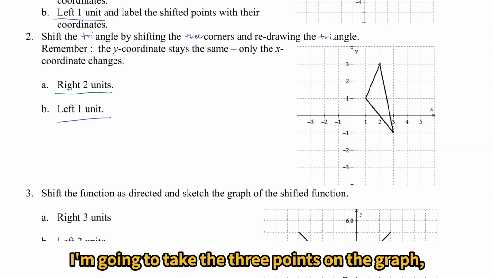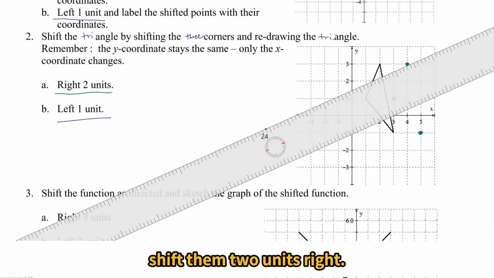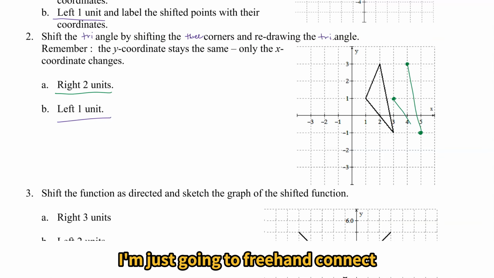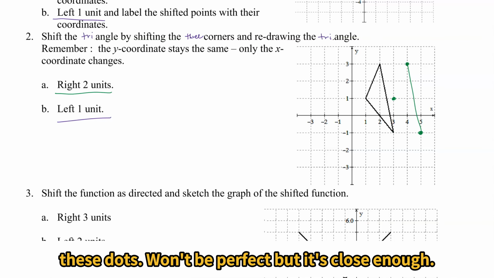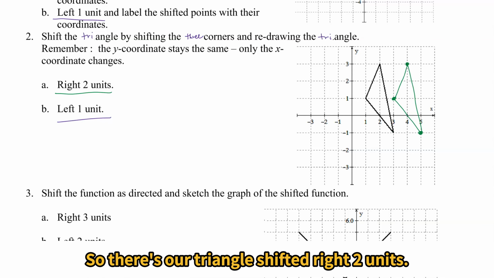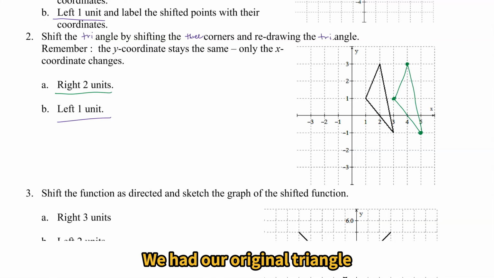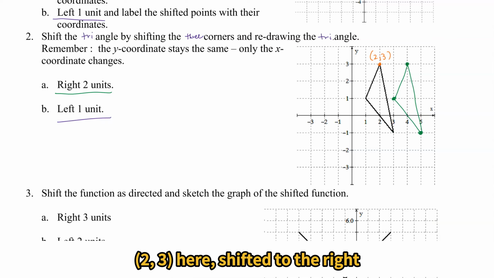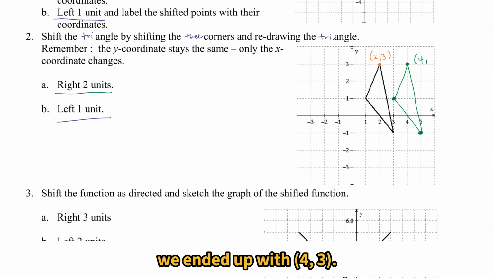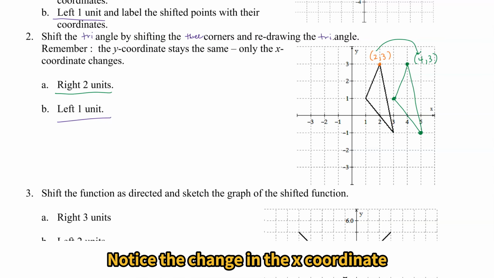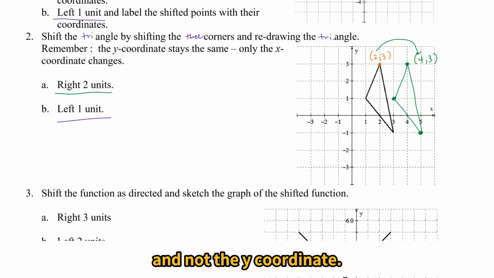I'm going to take the 3 points on the graph, shift them 2 units right, and then I'm just going to freehand connect these dots. It won't be perfect, but it's close enough. So there's our triangle shifted right 2 units. We had our original triangle 2, 3 here. Shifted to the right, we ended up with 4, 3. Notice the change in the x-coordinate and not the y-coordinate.